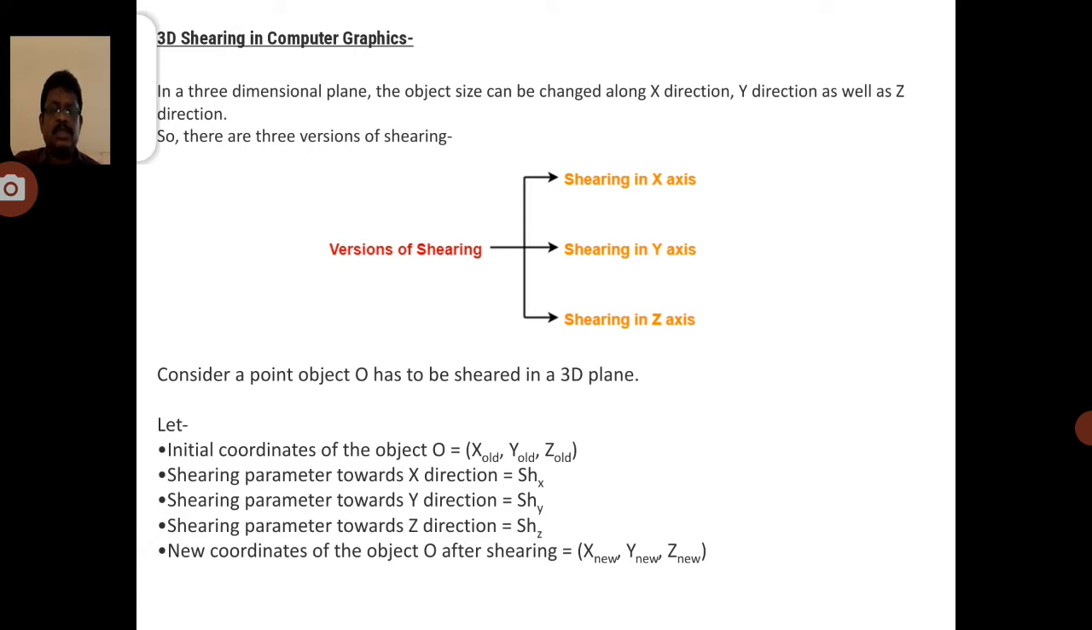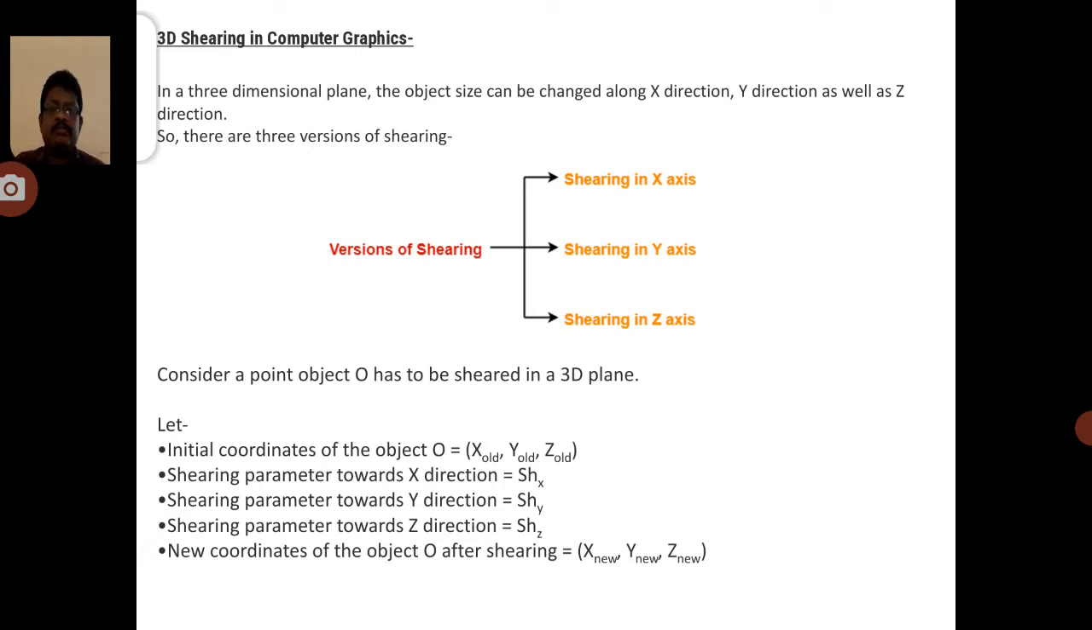Now there are different types of versions in shearing. The first one is shearing in the x axis, the second one is shearing in the y axis, and the third one is shearing in the z axis. Now we are going to discuss the complete notations in the shearing concept. Consider a point of the object O to be sheared in the three-dimensional plane. We have to consider the initial coordinates of object O equals x old, y old, z old, and the shearing parameter towards the x direction. So now we have to observe three different types of notations.